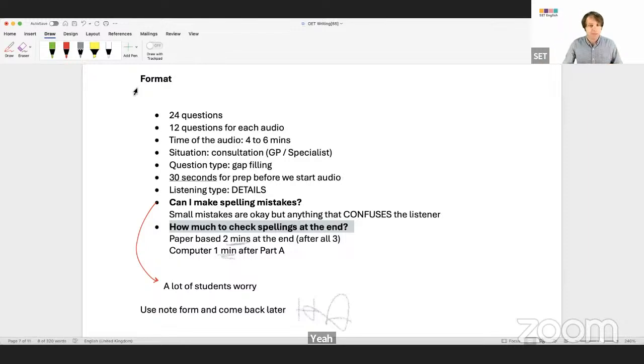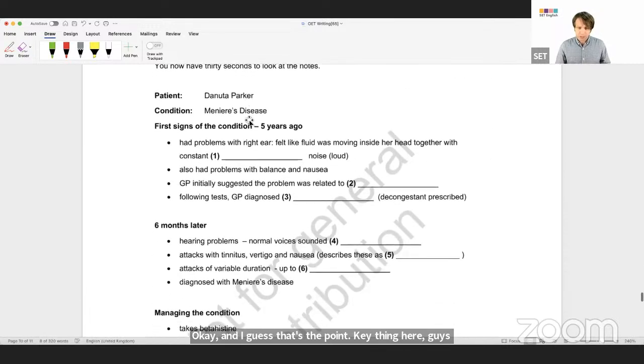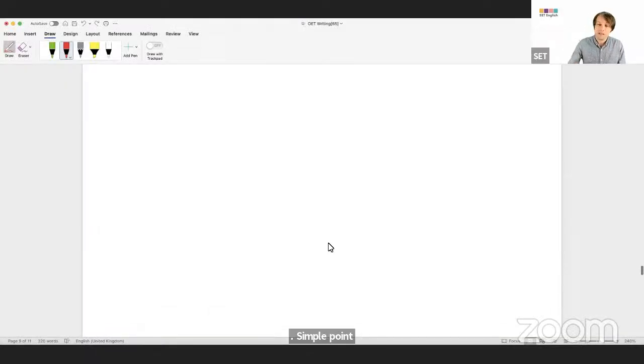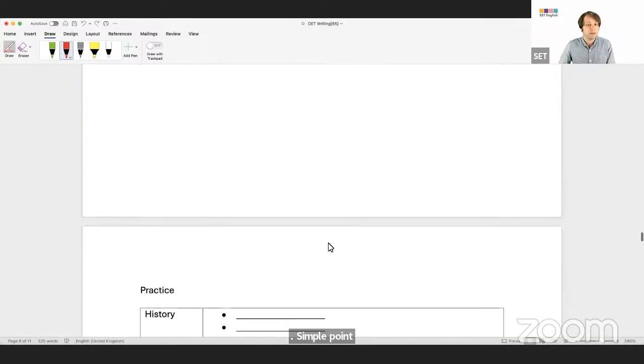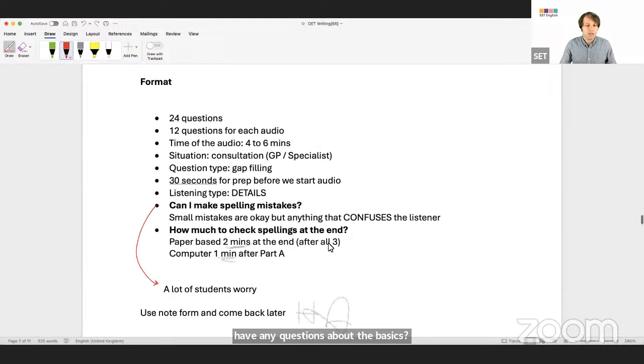The key thing here, guys, when you're in this exam: don't miss a question because you're still writing down the previous one. Don't miss number 5 because you're writing number 4. It's stupid to miss things just because you are writing slowly. Now, this is the format of the test. Does anyone have any questions about the basics? Put your hand up, don't shout out, please. If you have any doubts or worries.